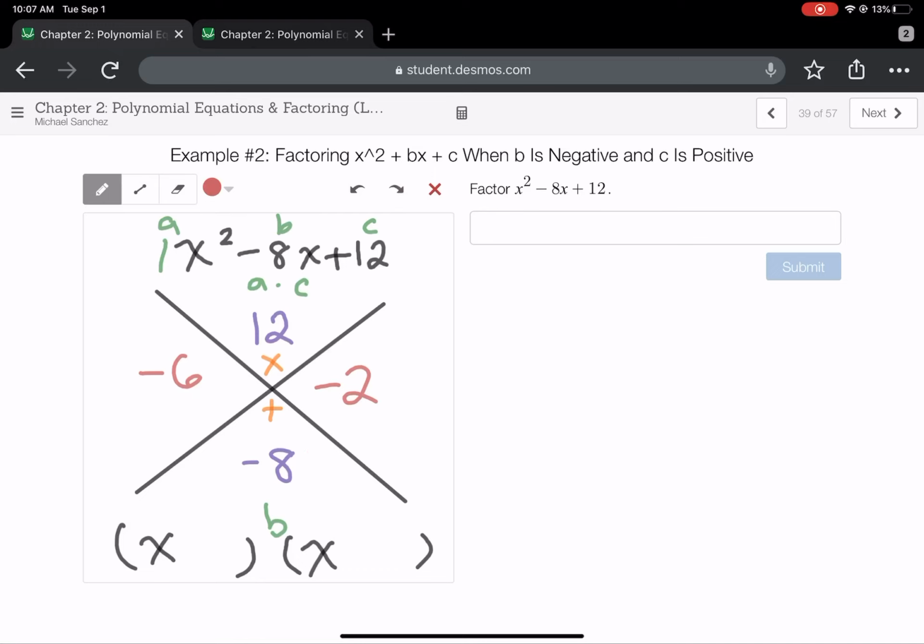Now you have to double check that over here and make sure that it gives me still the positive 12, which it does because a negative times a negative is a positive. So now that is going to be the numbers that go into our binomial. So our answer or our factor for our trinomial is x minus 6, x minus 2.